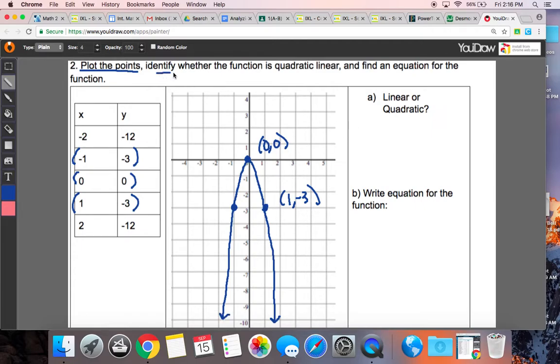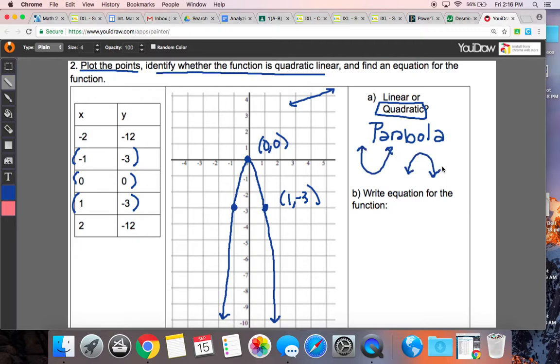Then it's going to ask me to determine whether the function is quadratic or linear. Linear equations are a straight line like that. Because this is not a straight line, it's going to be a quadratic. And this shape of quadratic functions is called a parabola. Parabolas are U-shaped functions that could be opening up like this or opening down like this.